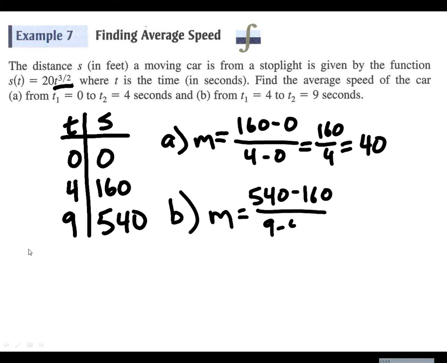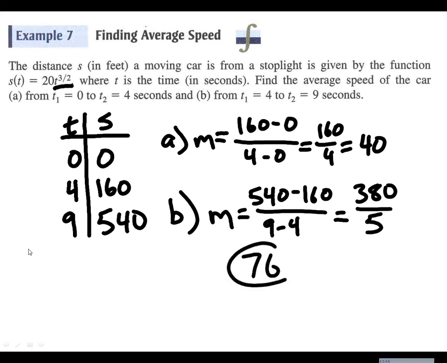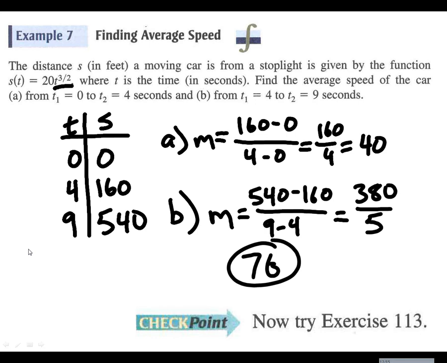And for part B, our slope is 540 minus 160 over 9 minus 4. And so the top here is going to be 540 minus 160, which is 380, all divided by 5. And if you do 380 divided by 5, you get 76 for our slope. See if you can do it. Exercise 113.